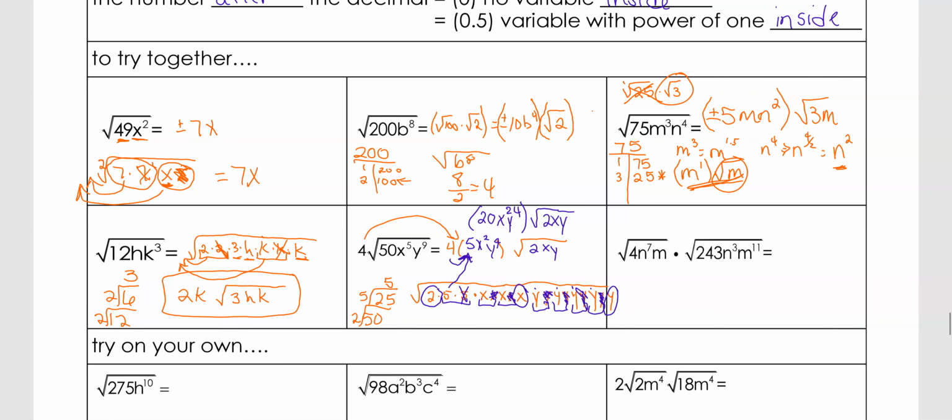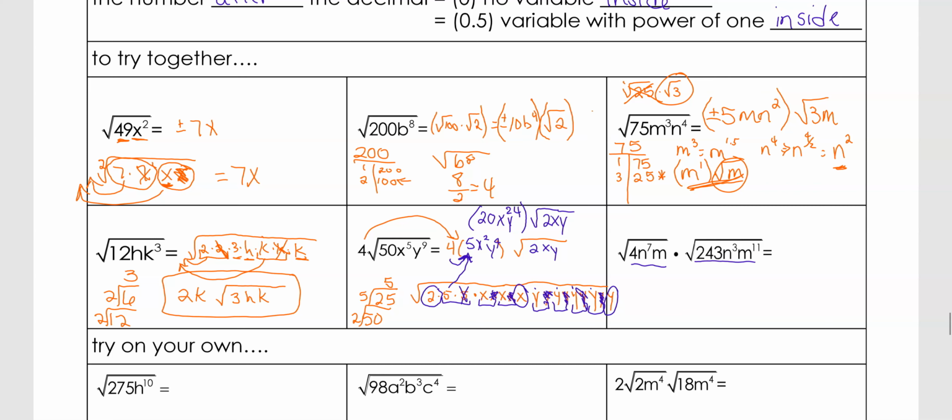All right. So the next problem is actually something that kind of applies to the next lesson. We'll go ahead and still do it just so you're prepared, but our operations with radicals lesson will cover this in more detail. So we have two radical expressions here, and they're being multiplied by each other.